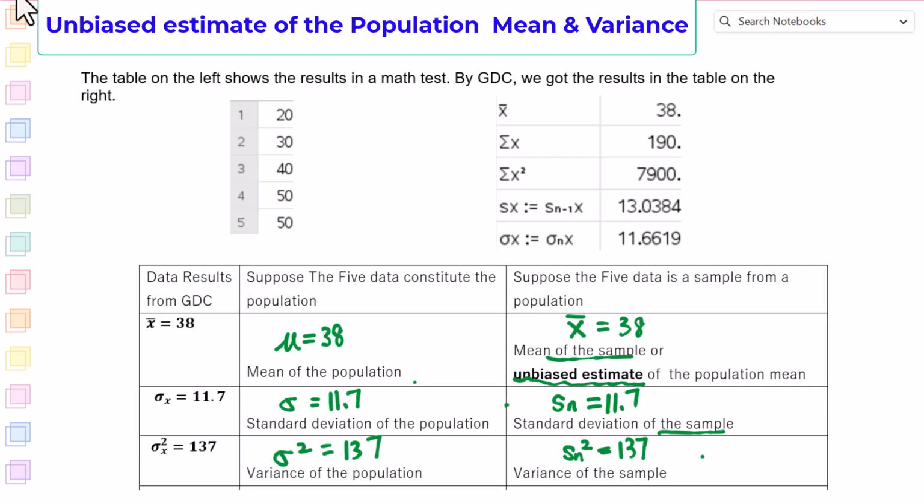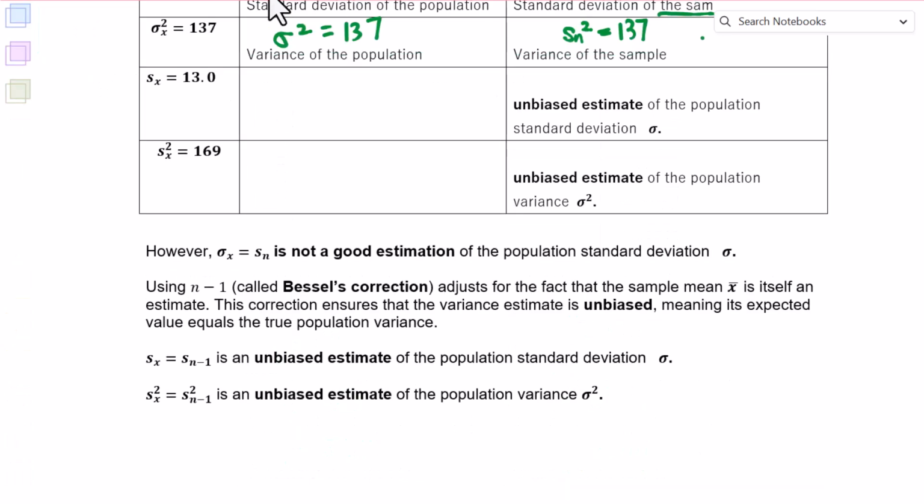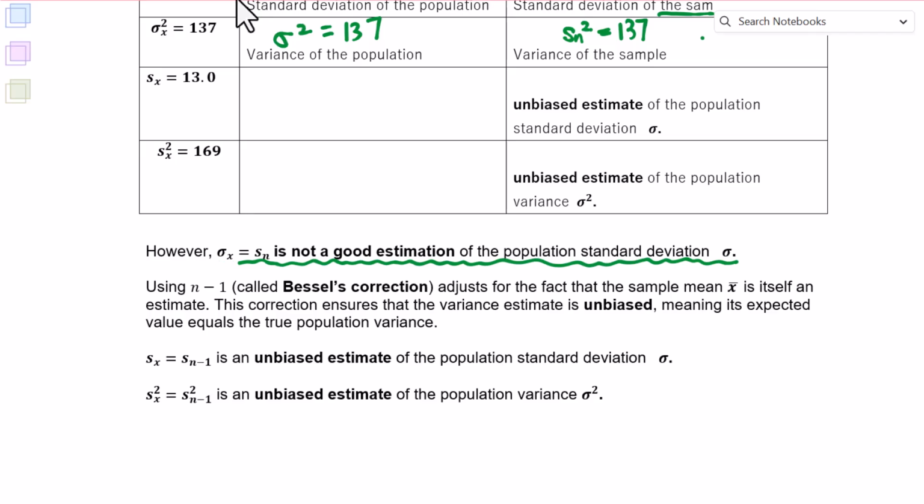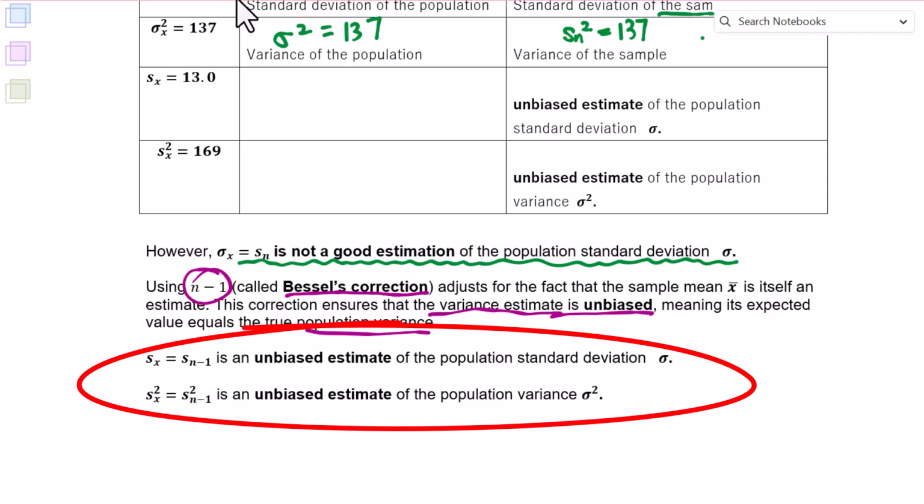We know x bar is the unbiased estimate of the population mean. Is s sub n the unbiased estimate of the population standard deviation? Answer is no. S sub n is not a good estimation of the population standard deviation sigma. We will use Bessel's correction n-1 to make sure the variance estimate is unbiased, meaning its expected value equals the true population variance.